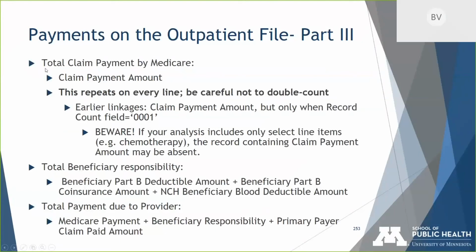Now, if we move up to the claim level, rather than the revenue center level, there is a claim payment amount, but again, like the NCH, it repeats on every line. So just make sure if you have more than one revenue center from a claim that you're not summing those, because they repeat. In earlier linkages, the claim payment amount was only on the summary record, where it was 0001. So if you were to select a revenue center item based on the HCPCS code, it would not necessarily have the claim payment amount.